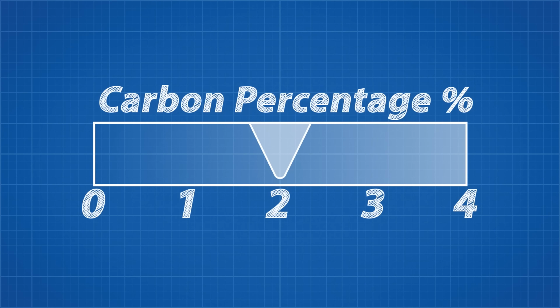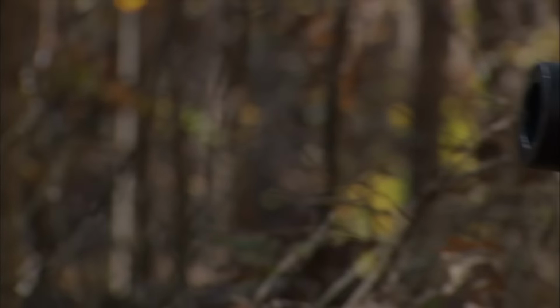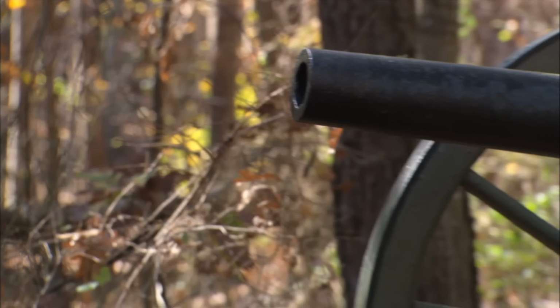So the main difference between iron and steel is the amount of carbon they contain. Anything with a carbon content above 2% is cast iron. In general, a higher carbon content results in a harder and less ductile material. Cast iron has a very high carbon content, which makes it very hard, but also very brittle.